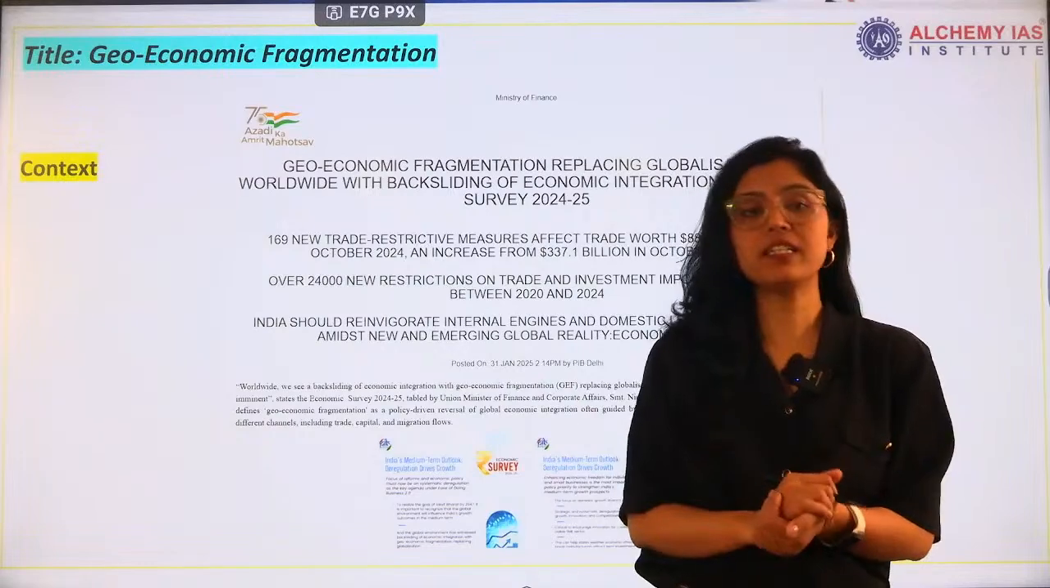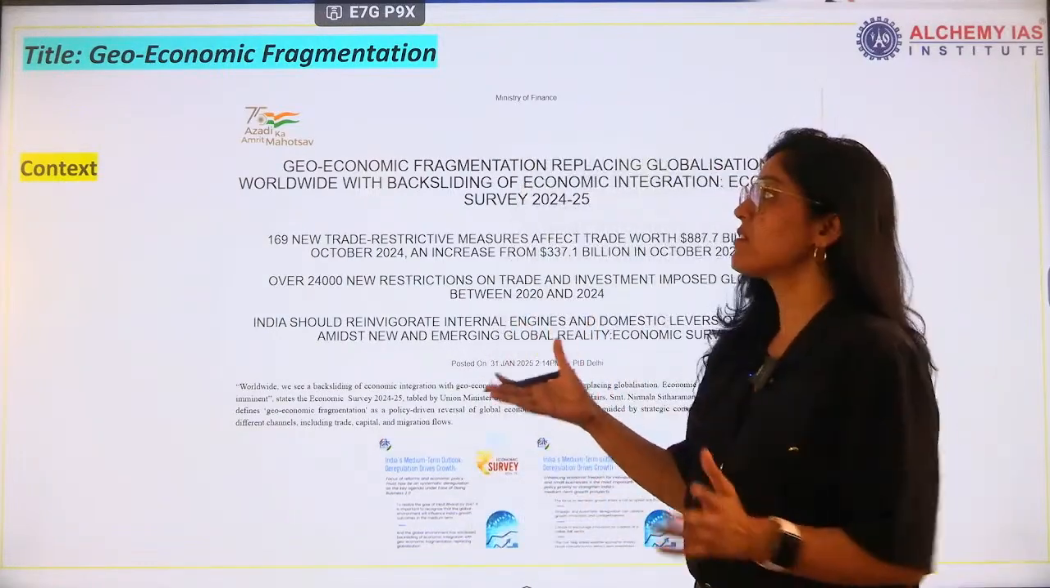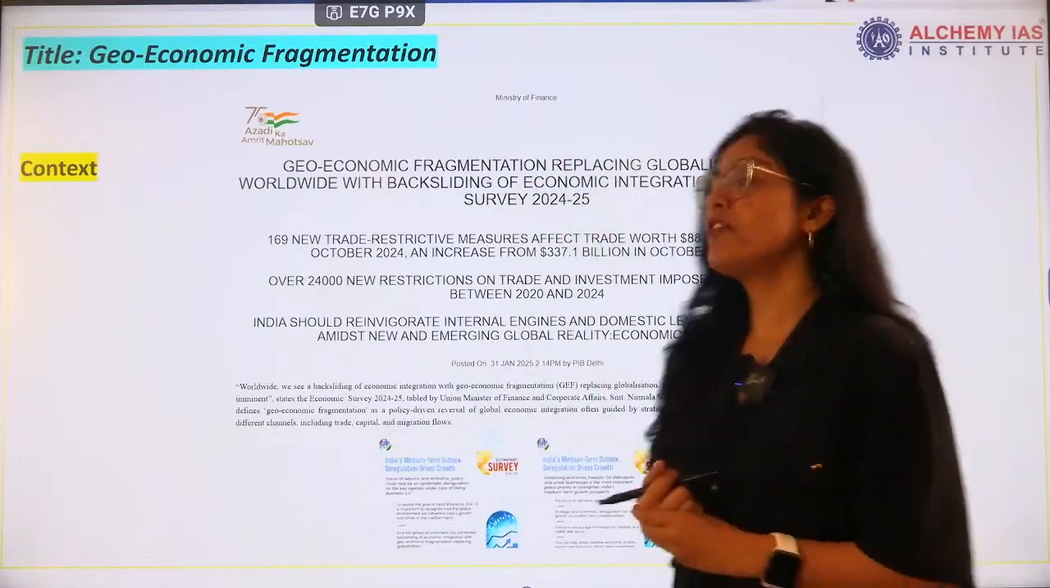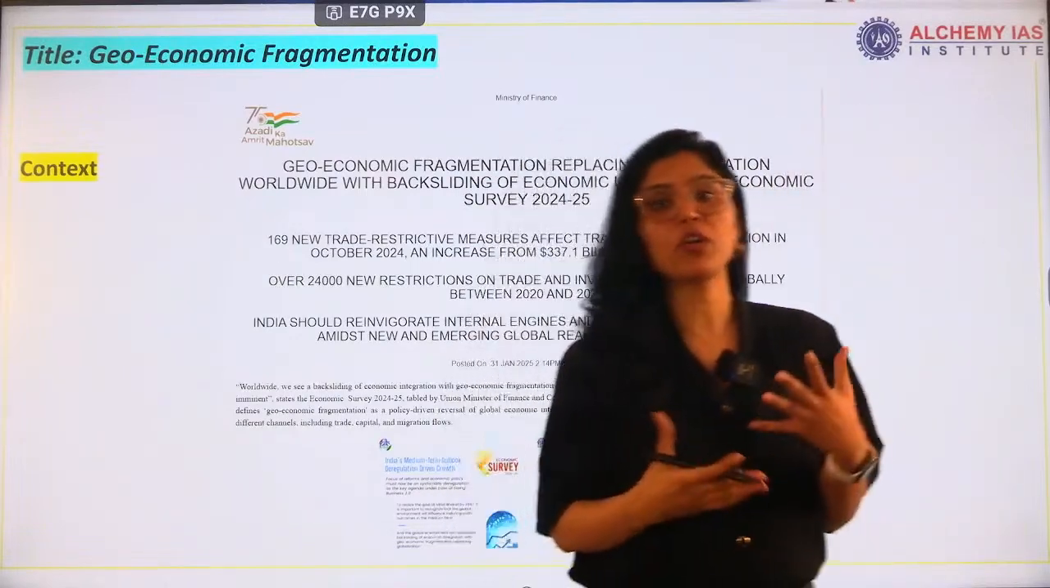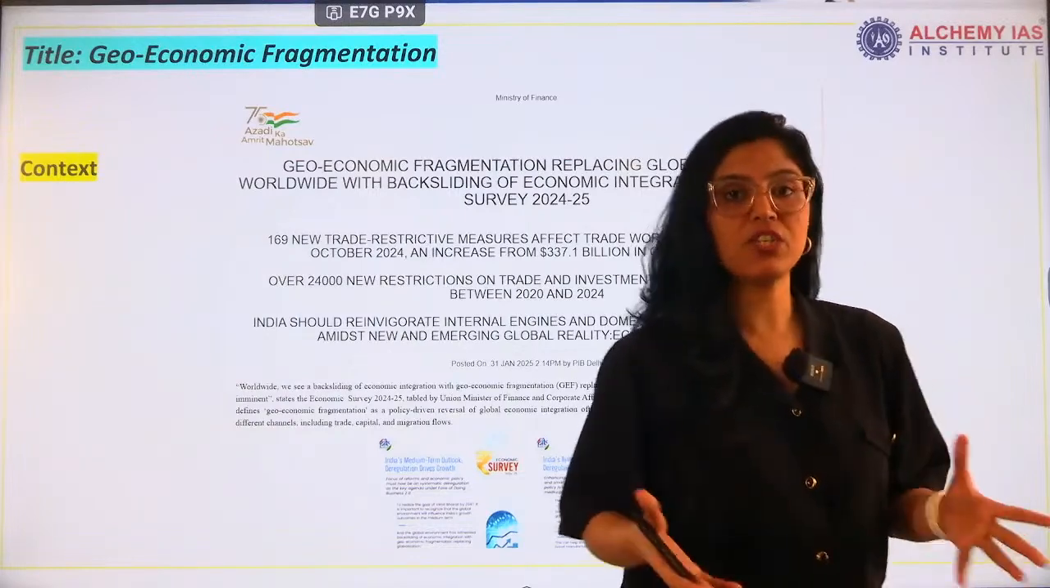So the first article is related to a term which is very popular in the Economic Survey: geo-economic fragmentation. What is geo-economic fragmentation and how is it replacing globalization?